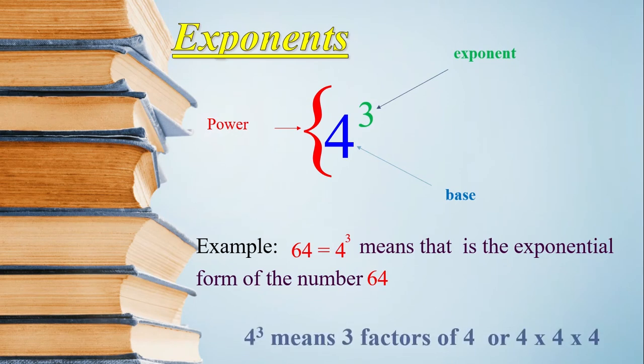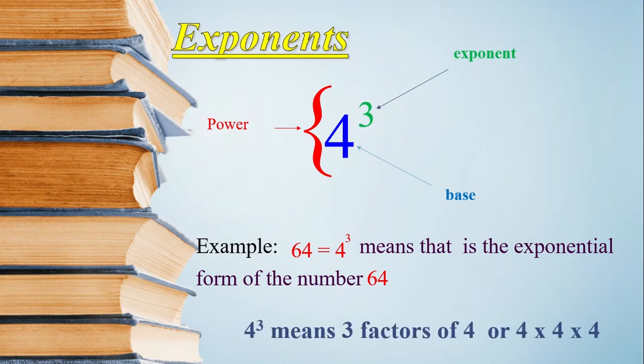So, bakit 4 raised to 3? Yung 4 raised to 3, ibig sabihin yan is meron tayong 3 factors ng 4. Or, imo-multiply natin ng 4 ng kung ilang beses, nakadepende sa exponent natin. So, dito, yung 4, kailangan daw nating i-multiply sa kanyang sarili ng 3 times. So, 4 times 4 times 4, kaya equal to 64.